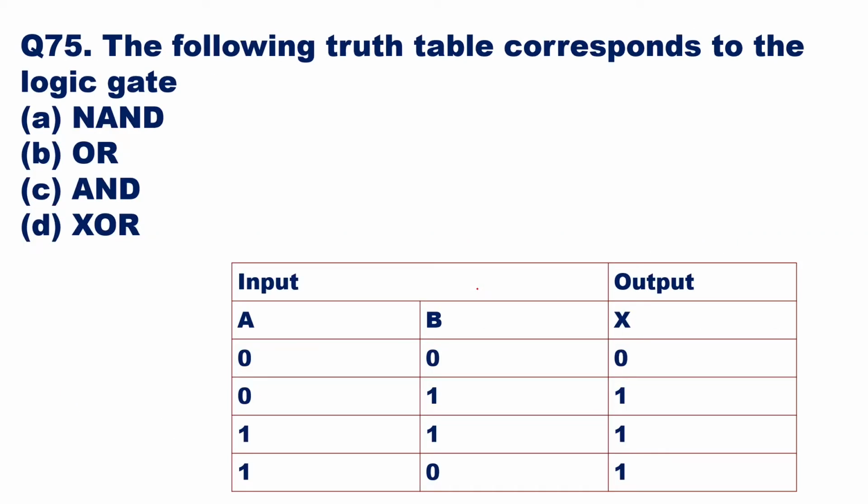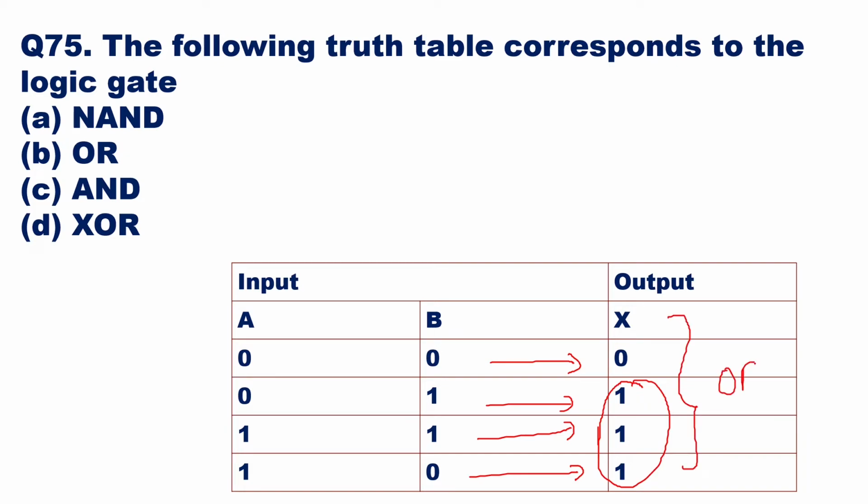So then we'll go to the next question. The following truth table corresponds to which logic gate? So here, if you see this truth table, if both the inputs are 0, 0, the output is 0. If inputs are 0, 1, the output is 1. If inputs are 1, 1, the output is 1. If inputs are 1, 0, the output is 1. So here, if any one of the inputs or both the inputs are high, the output is high. That means this is the truth table for the OR gate.